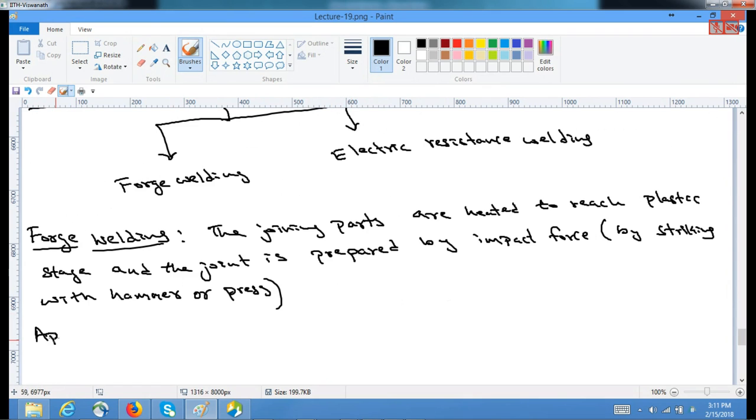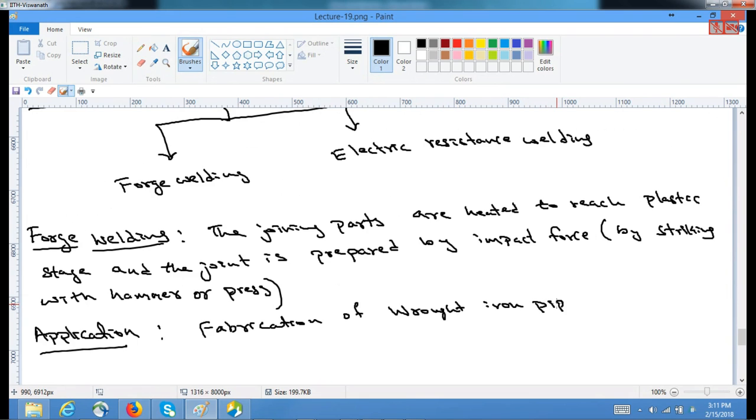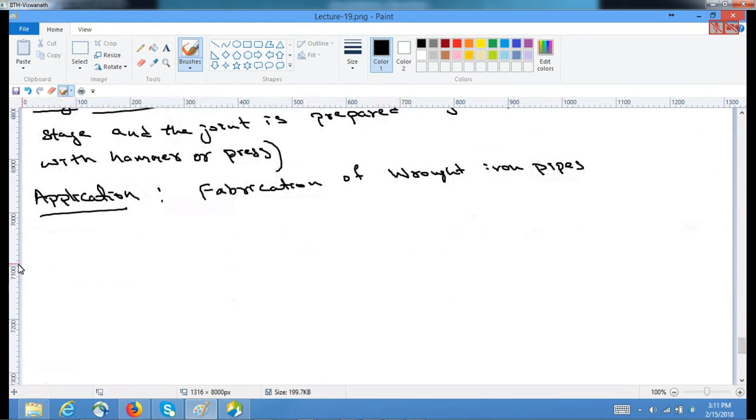Applications would be like fabrication of wrought iron pipes. Otherwise, this technique is mostly obsolete now. The next one is electric resistance welding.